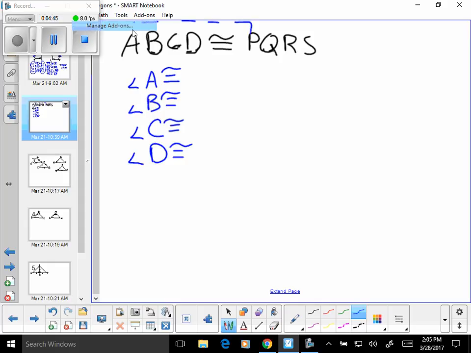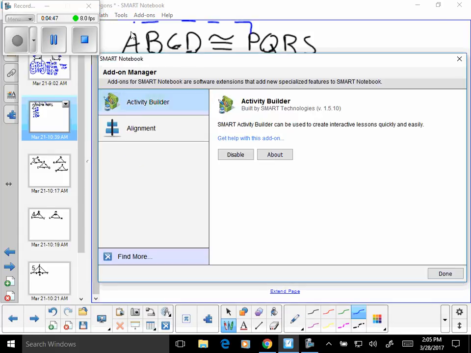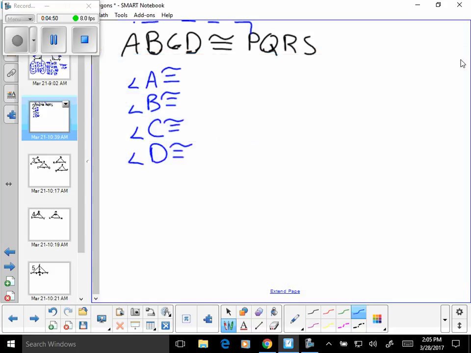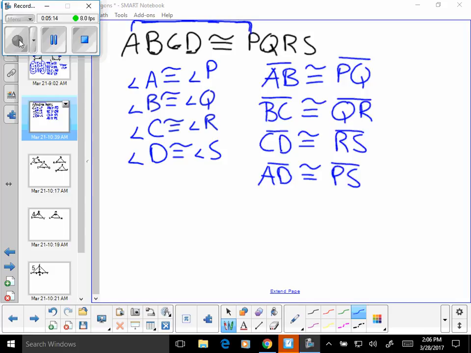A is in the same corresponding position as P, so that's going to be angle P. B is second, so is Q. C is third, so is R. And D is the fourth, and therefore so is S. Now at this point I'd like for you to hit pause and do the corresponding line segments. Okay, you can check your answers to see if you got the corresponding line segments correct.